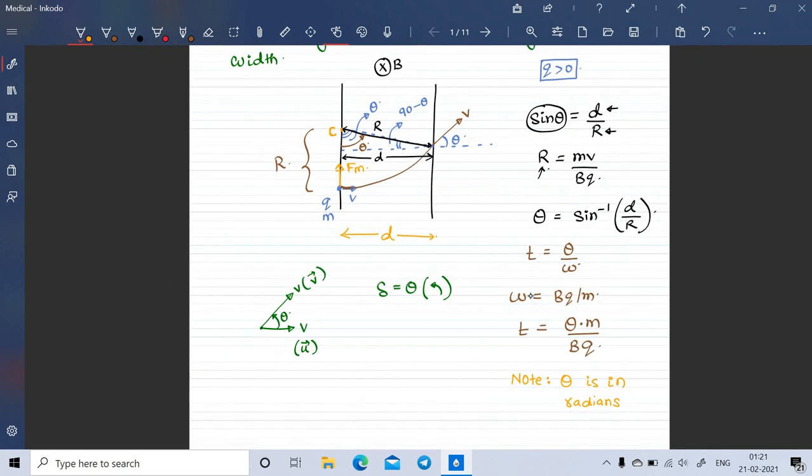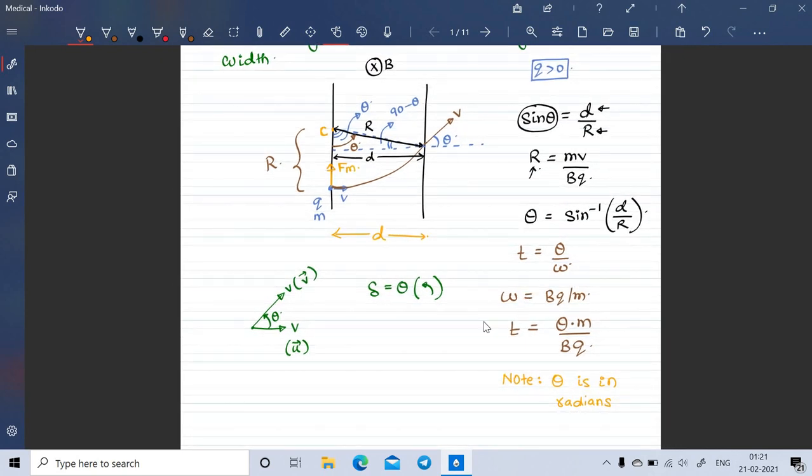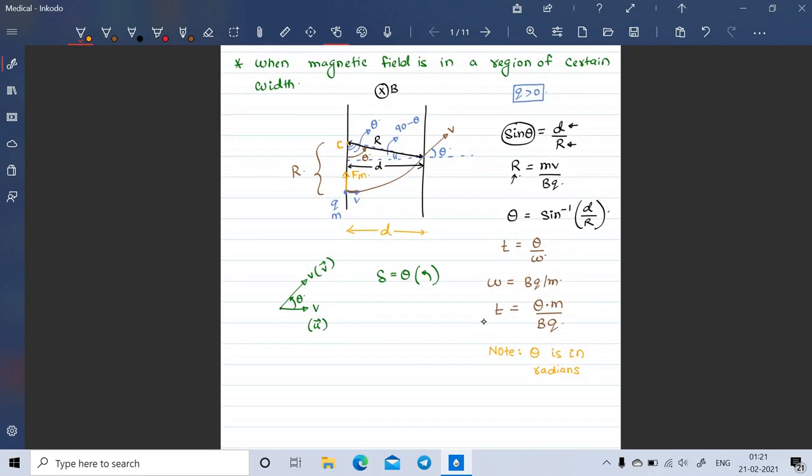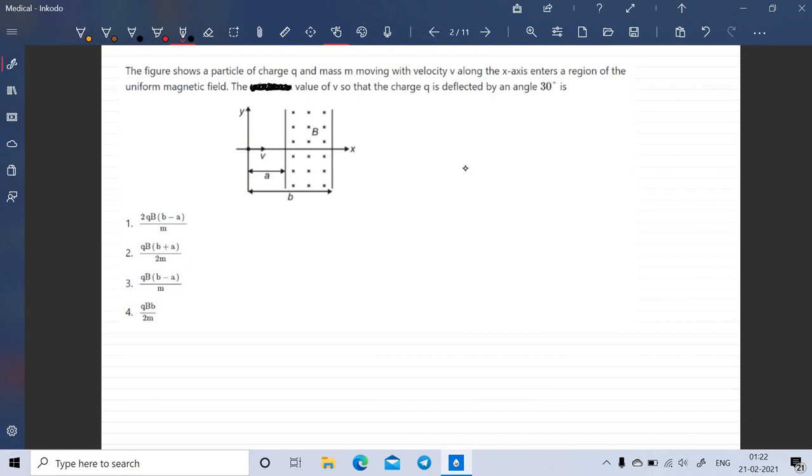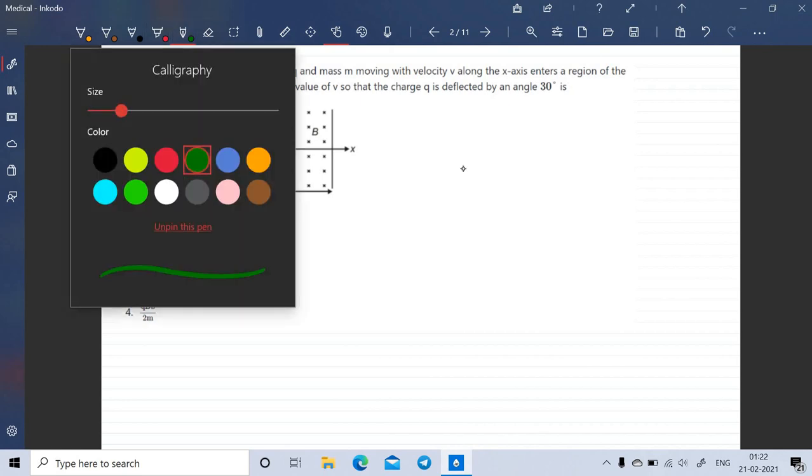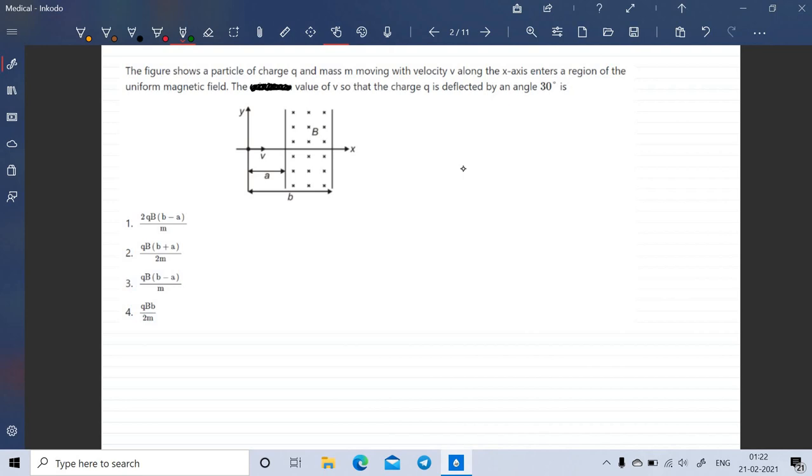So I have not discussed a generalized case. I have discussed a particular case where the initial velocity is like this, right? Let's move forward then. Okay, look at the question. It says you have to produce a deflection of 30 degrees. So I'm saying this has to be the condition then.